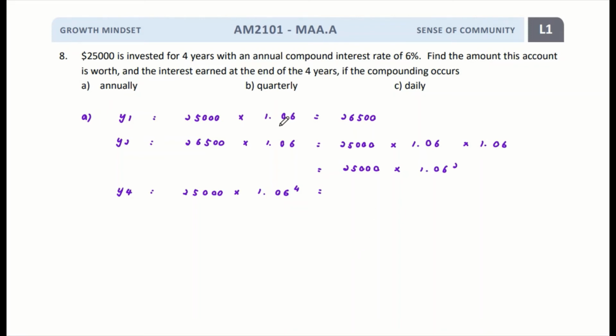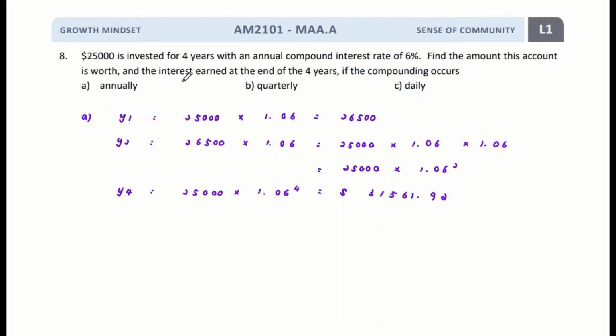Okay, because the first time is after 1 year, after 2 years it is 2 times, after 3 years 3 times, then after 4 years it is power 4. So from here, we'll be able to get our answer, which is equal to 31561.92. Okay, I hope that you can see the pattern now.